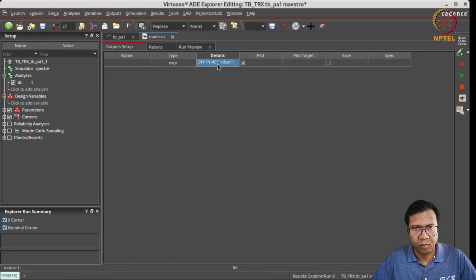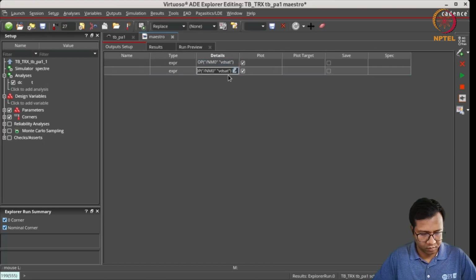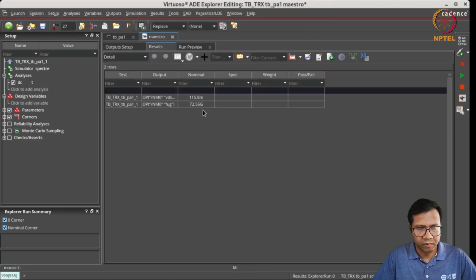We will also add a few more operating point parameters. So let's find out the FT. The FT is 72 gigahertz. So you can see that for operation around 2.5 gigahertz, it has good enough FT. Along with that, we have got good VDS margin.